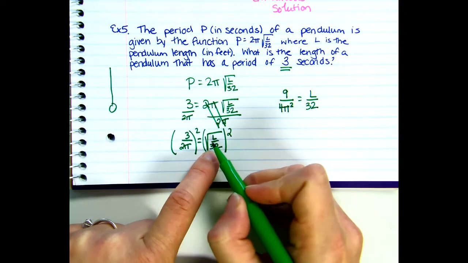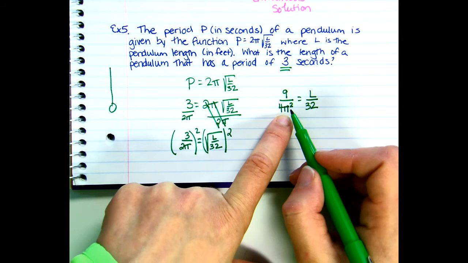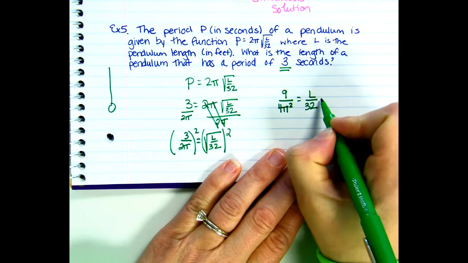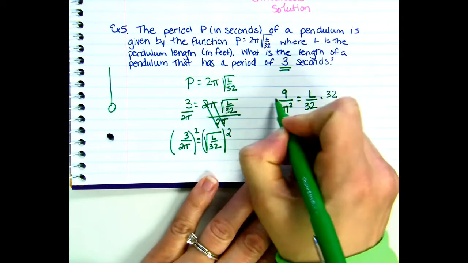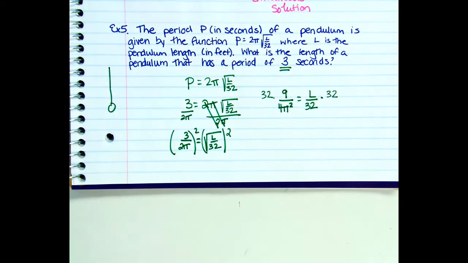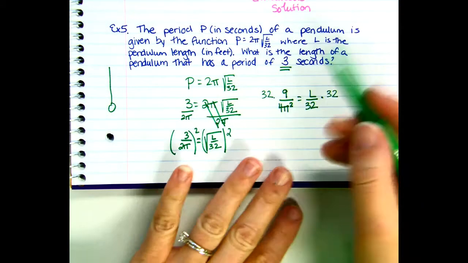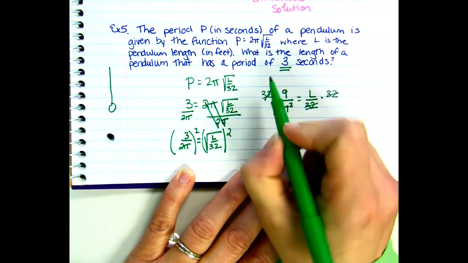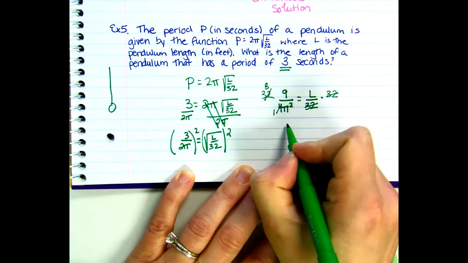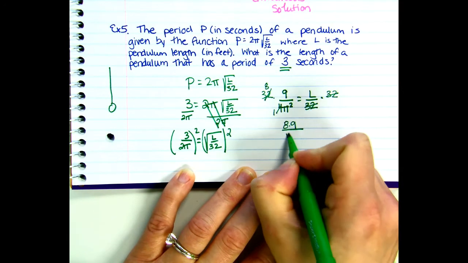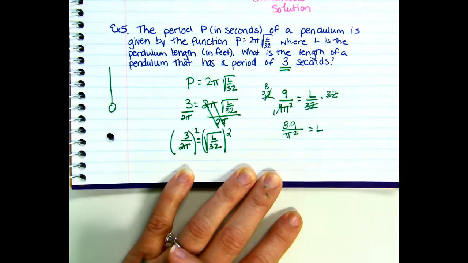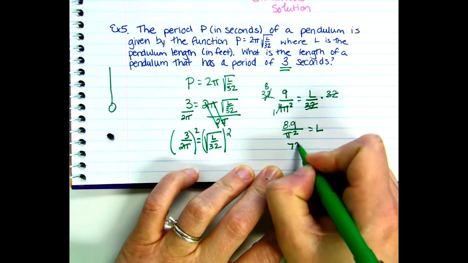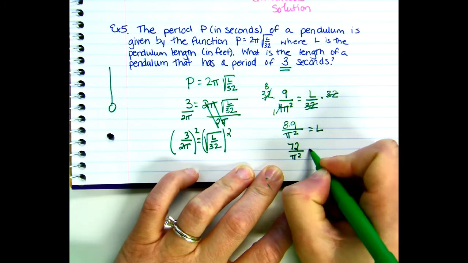Because I've undone my square root, I'm not going to deal with that pi squared yet. I'm going to try and get it so I just have numbers. So L over 32 means I have to multiply each side by 32. A lot of you probably want to get your calculator out right now, but I'm going to go one step further. I know that 4 goes into 4 once, and 4 goes into 32 8 times. So I have 8 times 9 over pi squared, and that's going to equal L. So now is when I would get my calculator out to do 72 over pi squared.